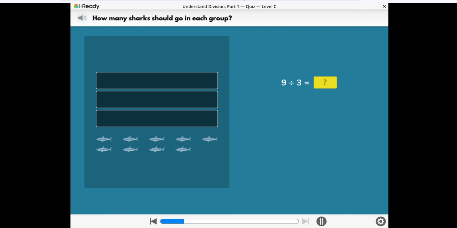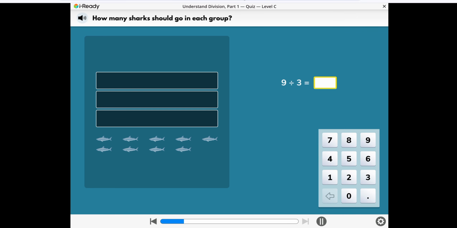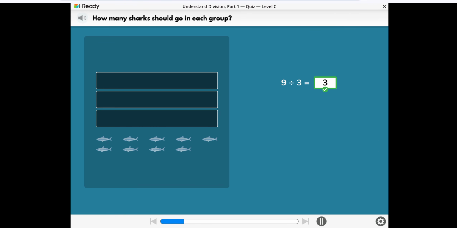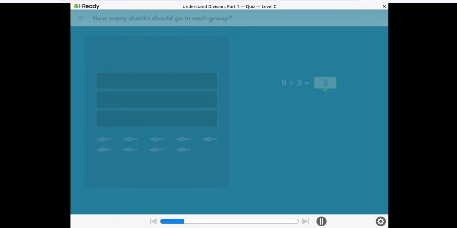You're really smart. How many sharks should go in each group? What's the answer? I don't know. Yes, you do. Guys, my sister is pretty smart. She knows the answer, and the answer is 3. How do you know? Because I read your mind.